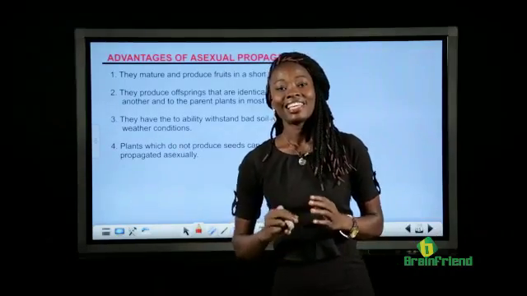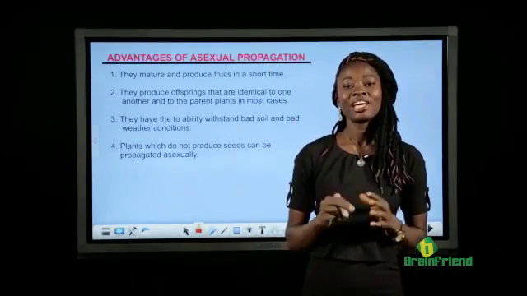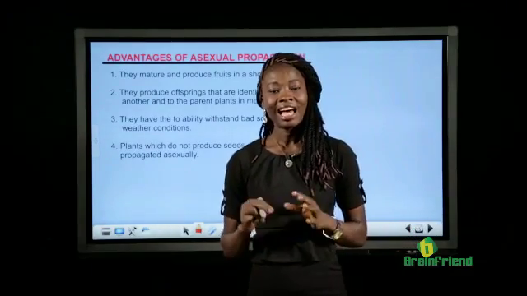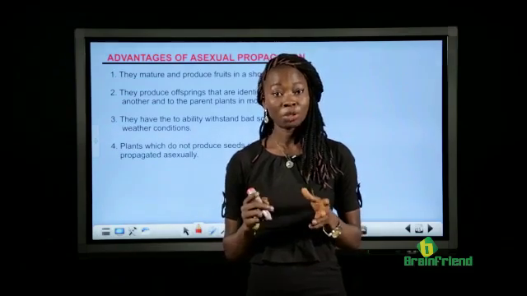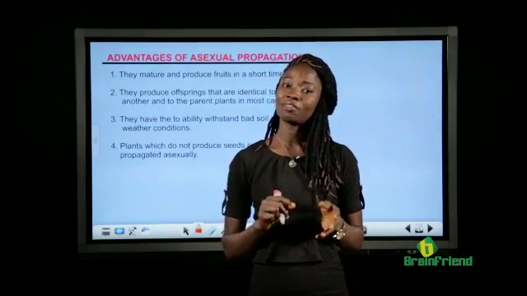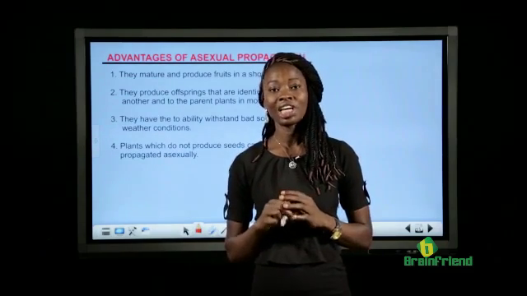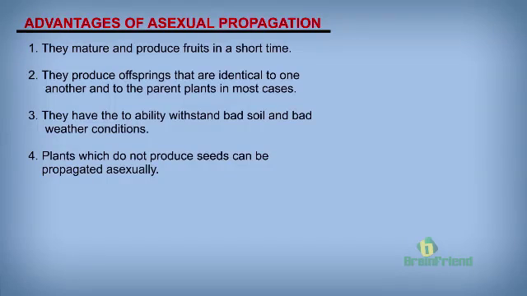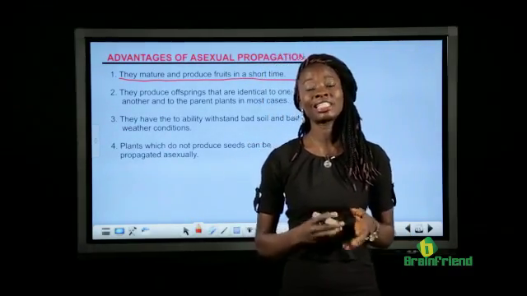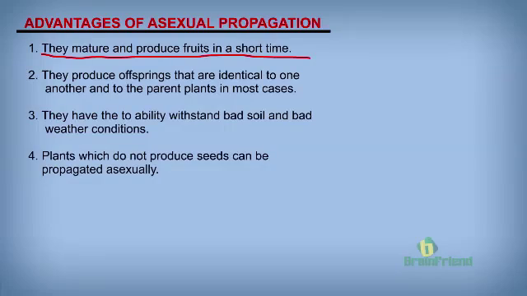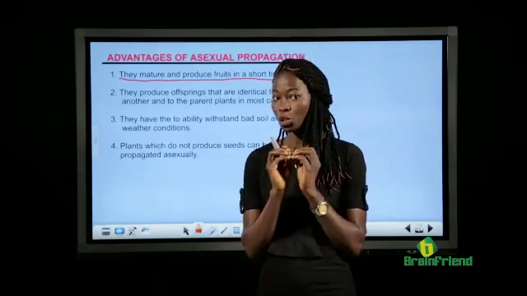Just as sexual reproduction has various advantages, asexual propagation also has its advantages. I'm sure by now you would have been able to identify one or two of such advantages. The advantages include: 1, they mature and produce fruits in a short time, unlike the seeds of sexual propagation that take a long time to produce. In asexual propagation, the crops mature and produce seeds in a very short time.